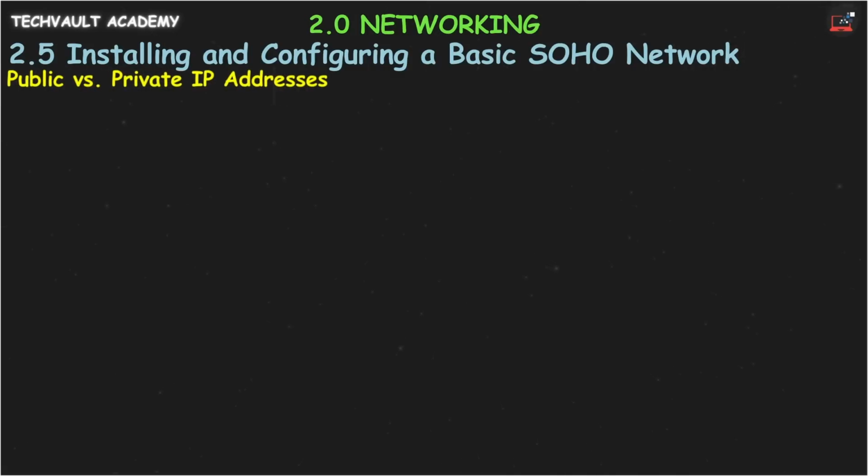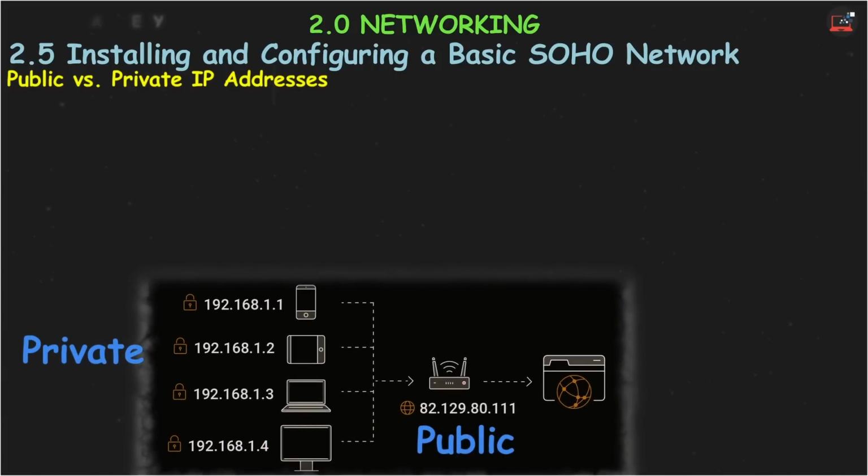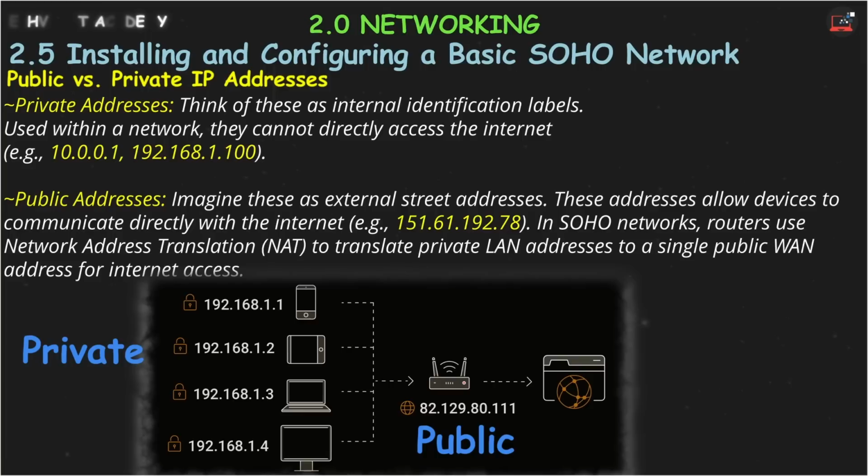The two worlds of IP addresses, public versus private. Private addresses. Think of these as internal identification labels. Used within a network, they cannot directly access the internet. For example, 10.0.0.1, 192.168.1.100.